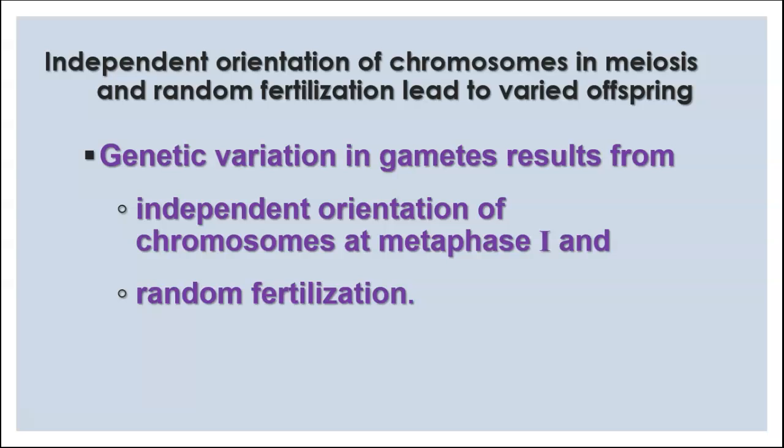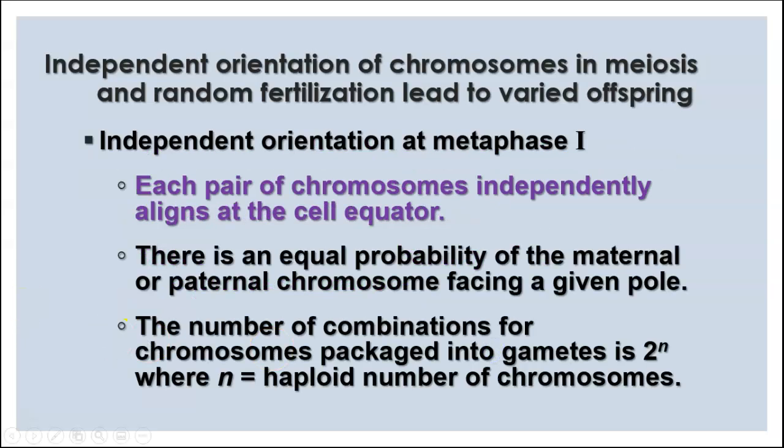And then the other thing that adds to genetic variation is random fertilization. That means you don't know which particular combination of chromosomes is going to be in any particular sperm or any particular egg. And so the fact that those 2 random cells come in contact with each other and make a new organism is totally independent. So remember, each pair of chromosomes independently aligns at the cell equator. There is an equal probability of the maternal or paternal chromosome facing one pole or the other.